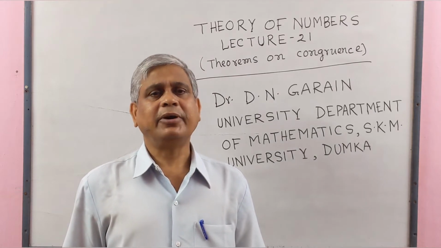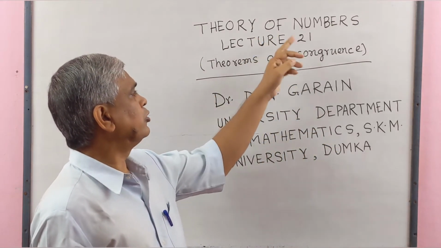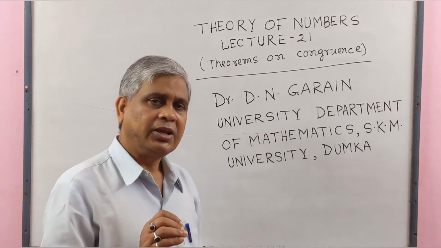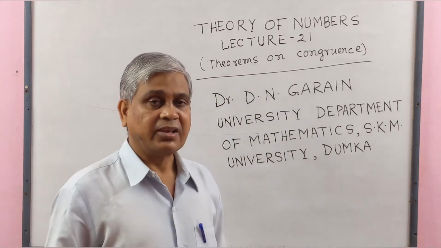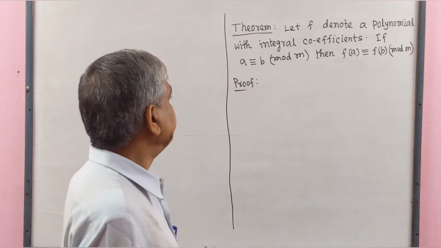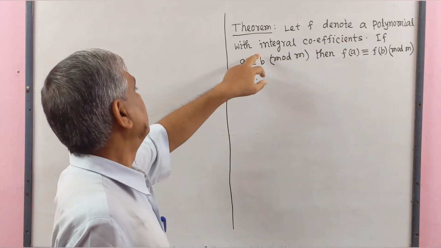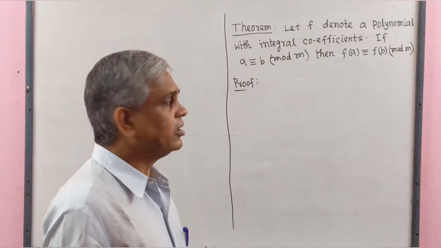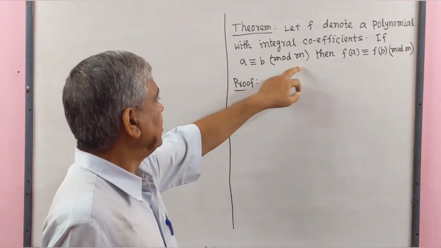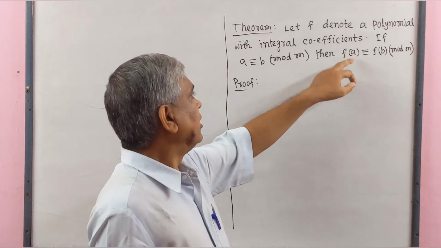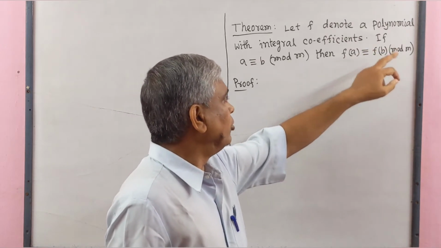Today I will deliver lecture on theory of numbers, lecture number 21, in which I will discuss some theorems on congruence. Now we prove a theorem. Theorem is, let f denote a polynomial with integral coefficients. If a is congruent to b modulo m, then f(a) is congruent to f(b) modulo m.